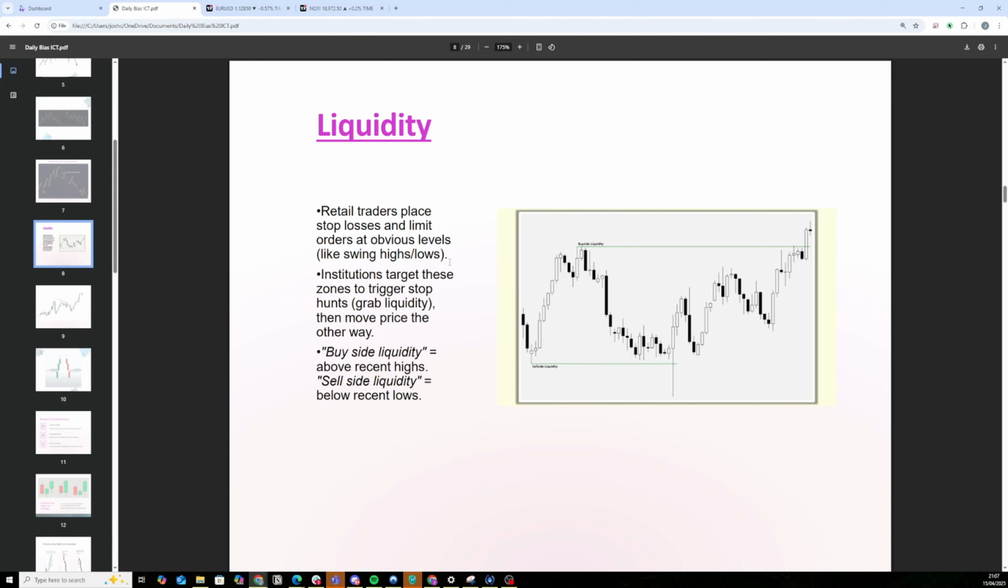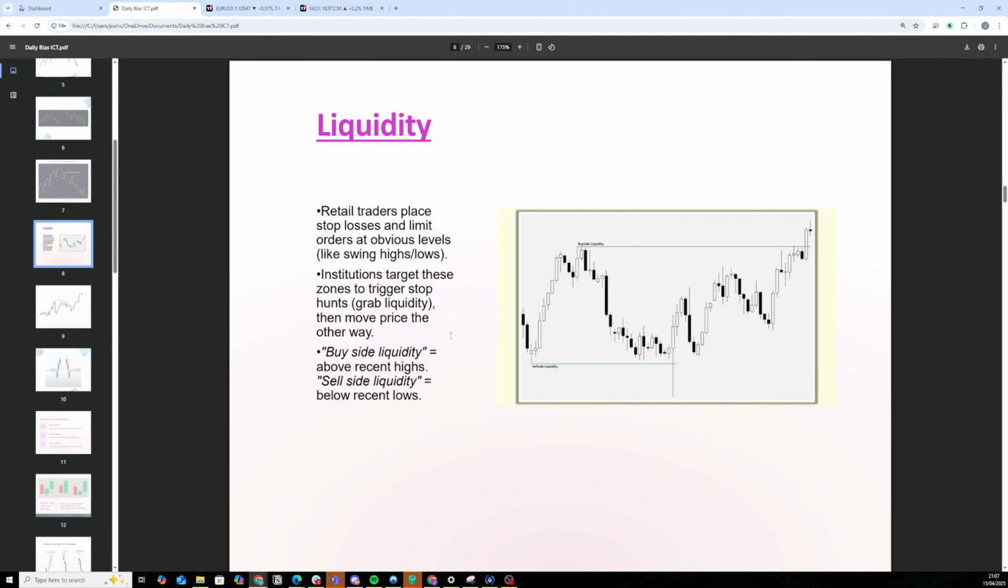For every buyer in the market, there has to be a seller. These larger institutions can't get filled on their orders because they're too big. So they have to drive price up to certain levels to get filled, because their orders are so large. Say, for example, they have 1 million sell orders. On average, an order that size isn't able to get filled because there isn't an equal buyer for the seller. That's why we have these so-called draws on liquidity, to get their orders filled in the opposite direction.